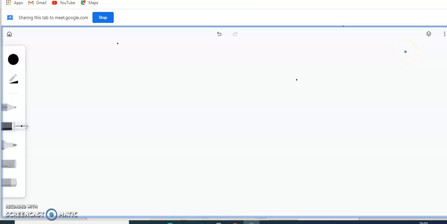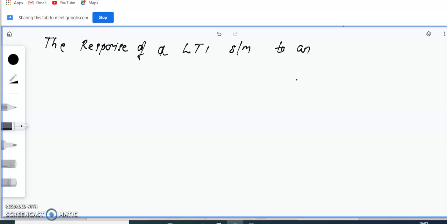So today we are going to discuss the response of a linear time invariant system, or you can call the system an LTI system, to an impulse signal. This is the base. Okay. The response of a linear time invariant system to an impulse signal.